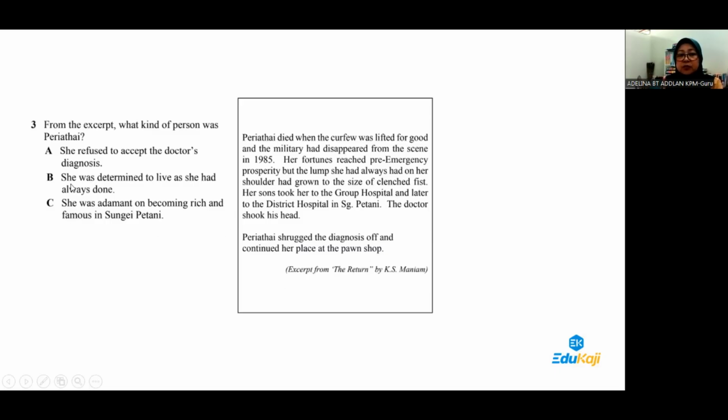Then, she was determined to live as she had always done. She was adamant on becoming rich and famous. Does it mention she wants to become famous? No. Alright. Determined, what? Here, you could see that the answer is B. From the last paragraph, it's already given you the situation. Piriatai shrugged the diagnosis off and continued her place at the pawn shop.